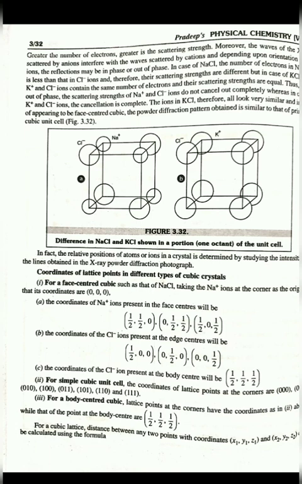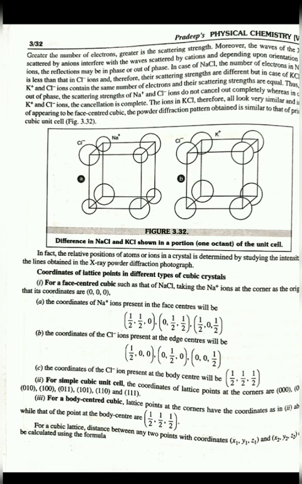In fact, the relative position of atoms or ions in a crystal is determined by studying the intensities of the lines obtained in the X-ray powder diffraction photograph. Coordinates of lattice points in different types of cubic crystals. First, for a face-centered cubic, such as that of NaCl, taking the Na positive ion at the corner as the origin so that its coordinates are 0, 0, 0.